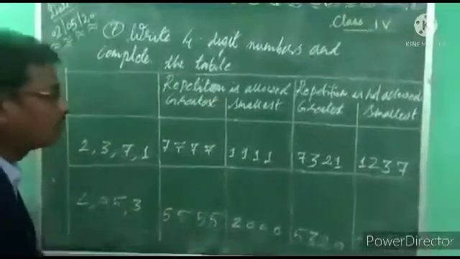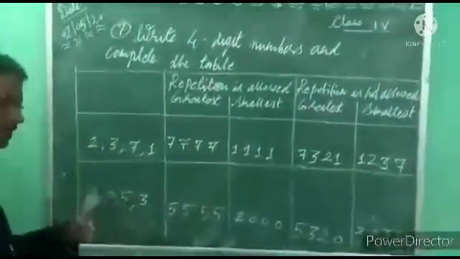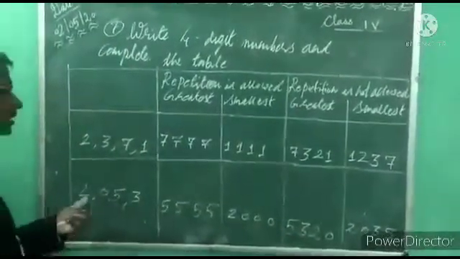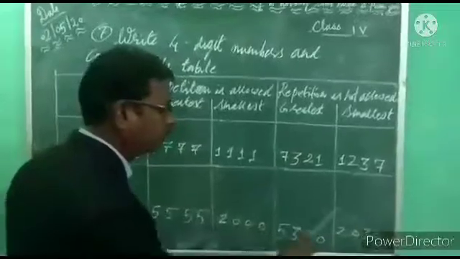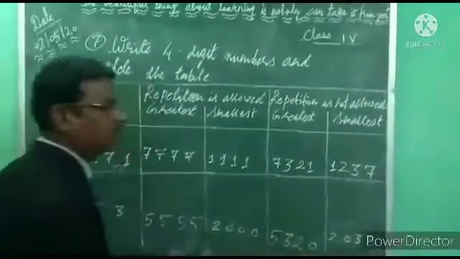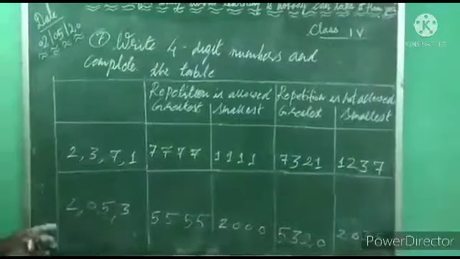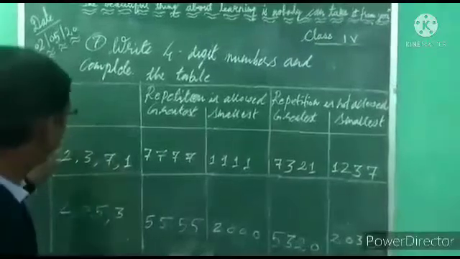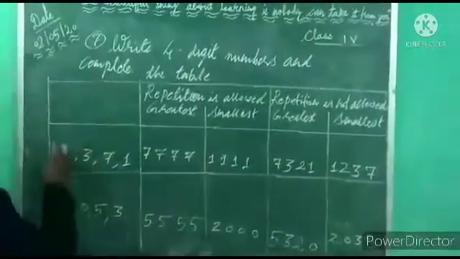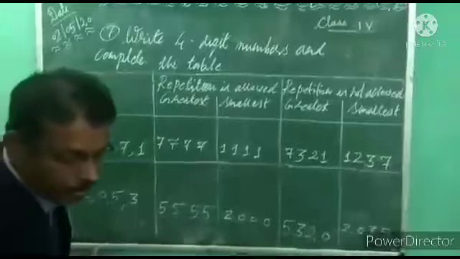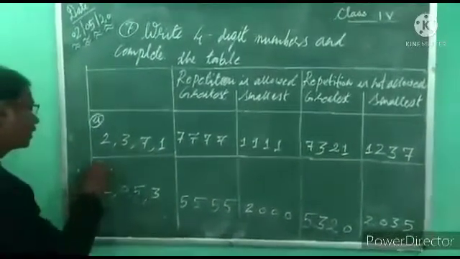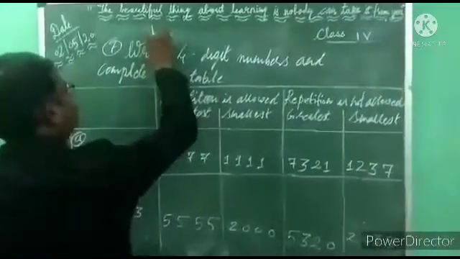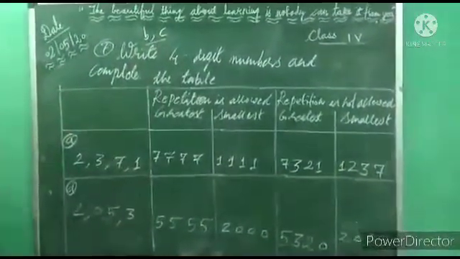And repetition is not allowed. Greatest number 5, go in descending order: 5, 3, 2, 0. Here go in ascending order, but 0 you have to place from the left side, in the second place. 2035. So today's homework is only question number 7. This one I explained, this one I think A, this one A, and this one B. Today's homework is B and C. B and C, 2 examples, try to solve in your notebook.